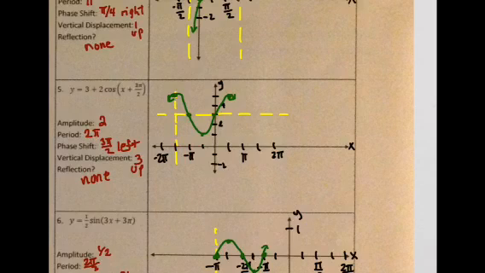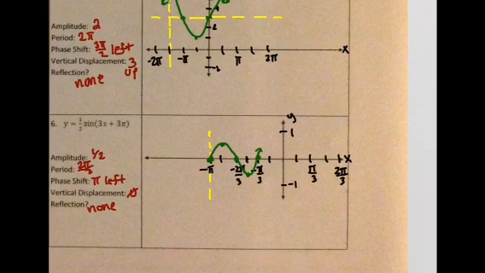Minimum is 1/4. Not minimum. 0 is 1/4 and 3/4, and the minimum is in the middle. And notice how it's 2 units this way and 2 units this way. That's the amplitude. And again, I drew one period.